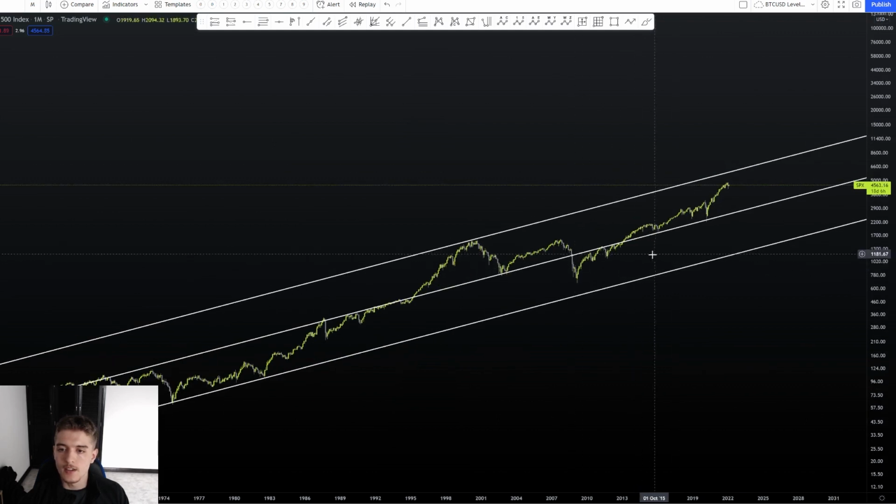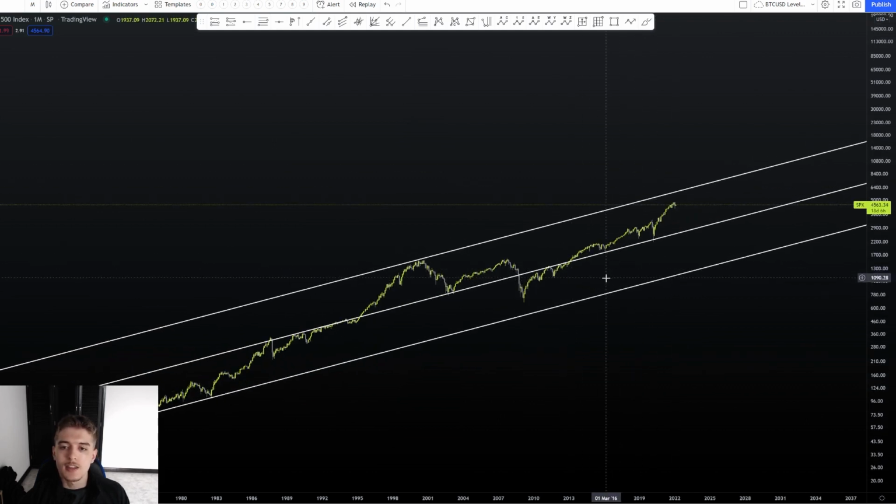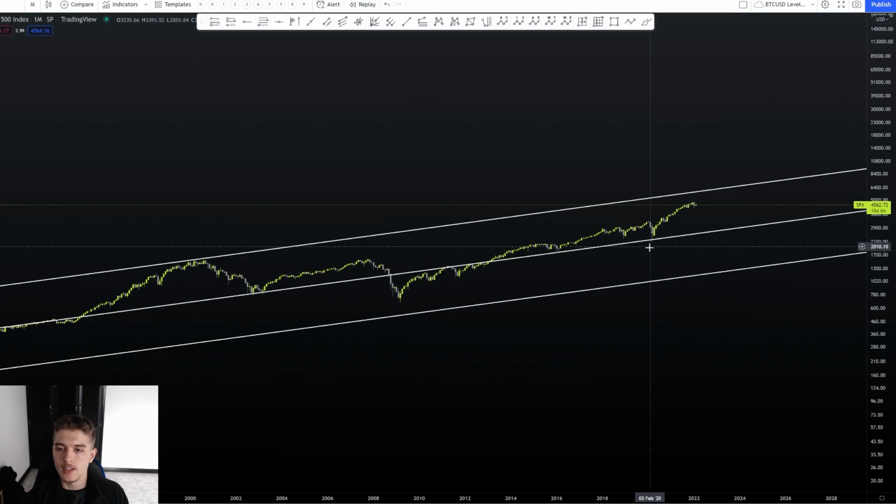Then we test it here. And as you guys could probably get the point, we test this midline quite a lot, which is an indicator of a good valid channel, which you want to keep on your charts. So we could see that even here in the March jumps, we came down and we tested this midline once again.